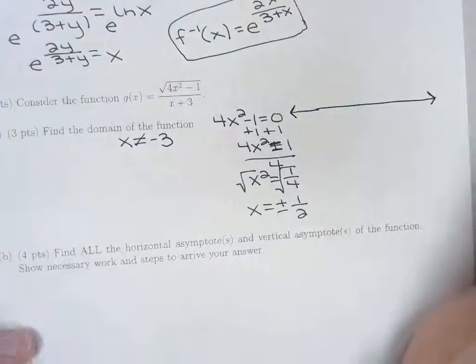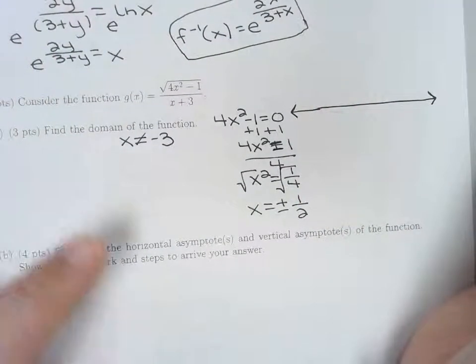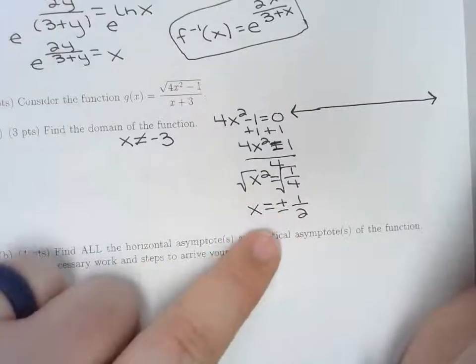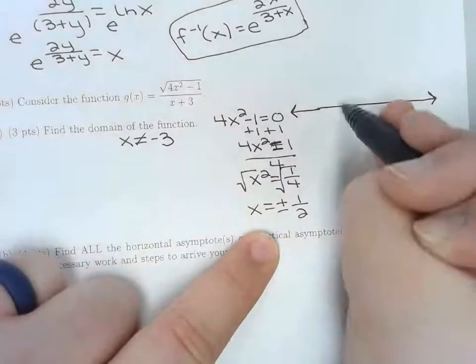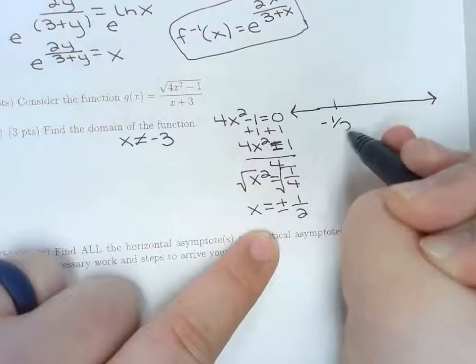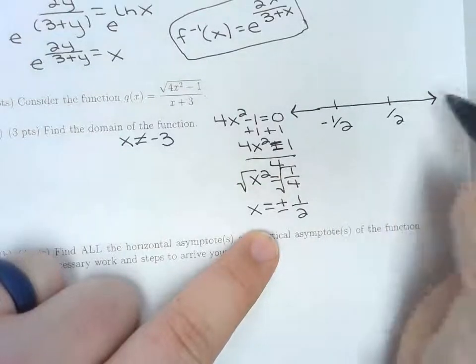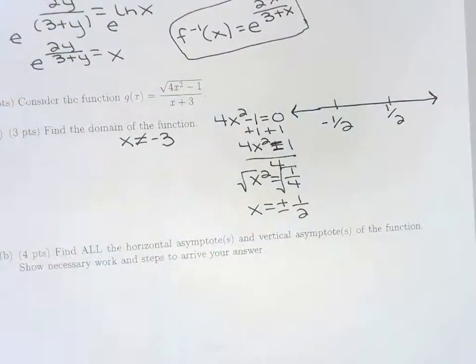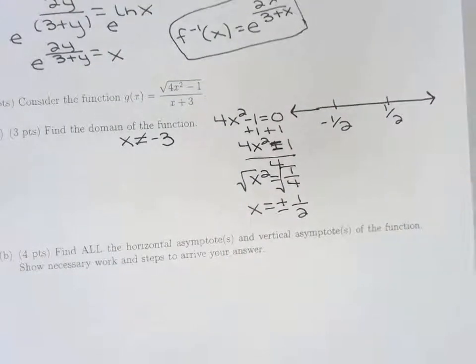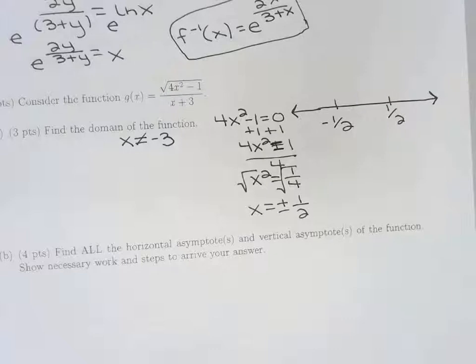So as I look at this, I'm using negative a half and a half. All I'm doing here is checking my intervals to see which intervals give me back negatives when I plug them in. Those are intervals that cannot be part of my domain because I cannot take the square root of a negative.